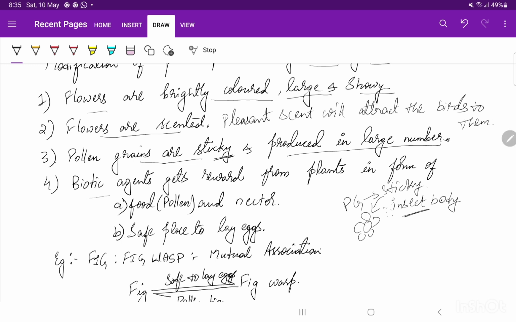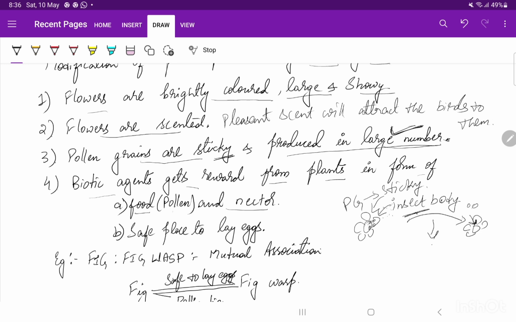In biotic agents, the reward from the plant is given in the form of food and nectar. The pollen grain is eaten by insects as food, so it should be produced in large number. The insects which come to the flower will eat the pollen grain as food, and some of the pollen grain will stick to their body, and during transfer to another flower, some of them may fall to the ground. Only a few will come to the female flower, no? So a large number should be produced.